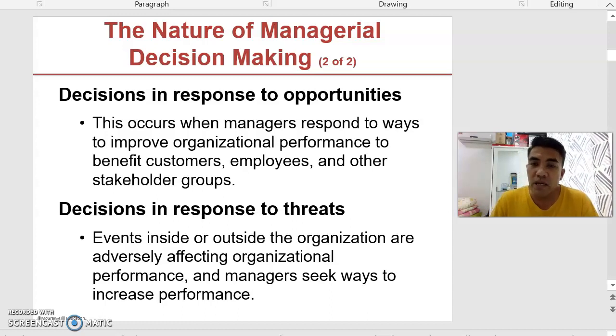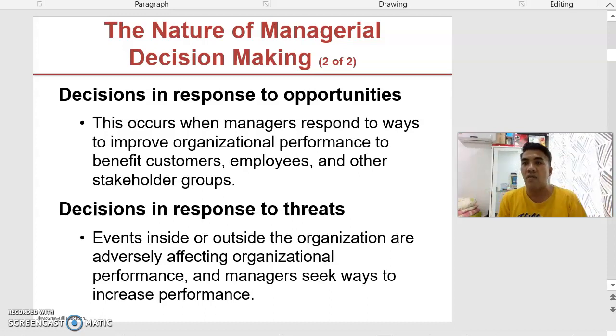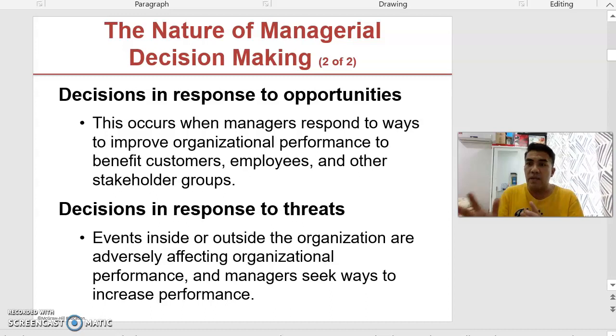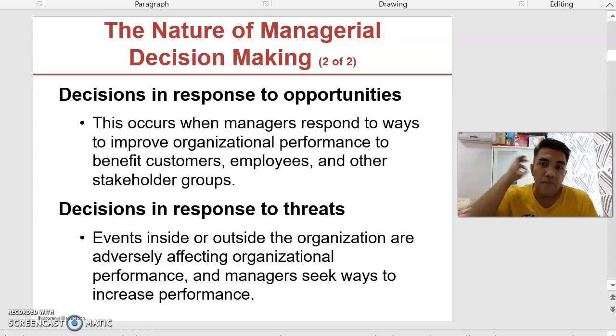And sometimes we are going to make decisions in response to threats. Sometimes the competitors are introducing a new product and they are cutting down the price and everything. So if we don't react and make a decision, what is the price of our goods now in the market? Are we going to lower the price as the competitors have done? If we don't make any decision in response to that, our customers might run away and start to buy competitors' products. So sometimes we need to make decisions in response to threats.